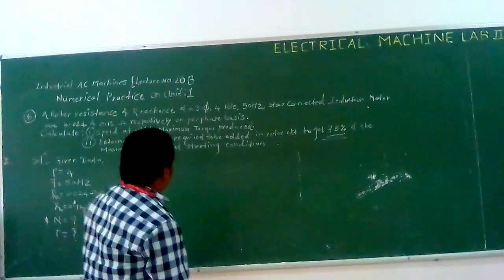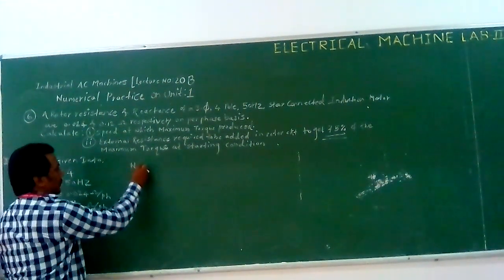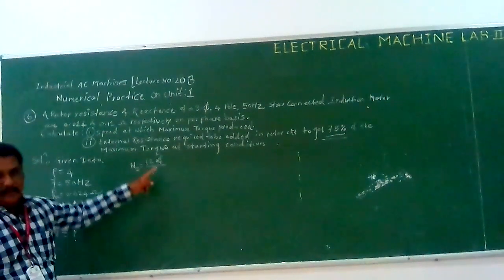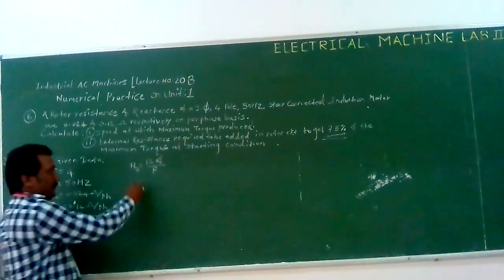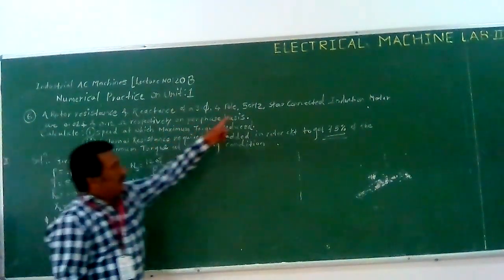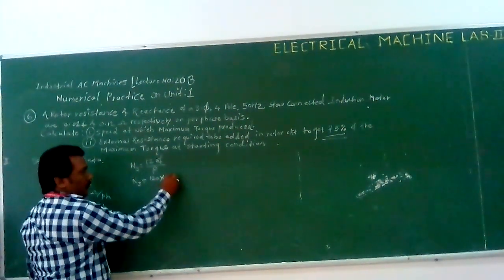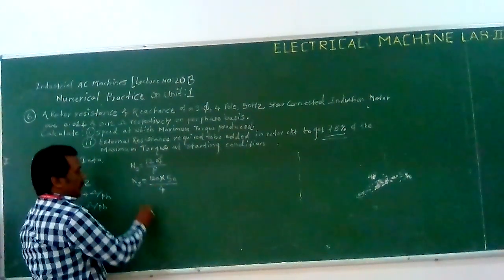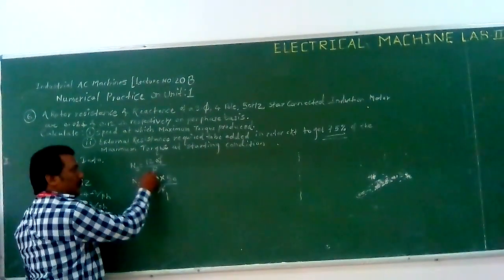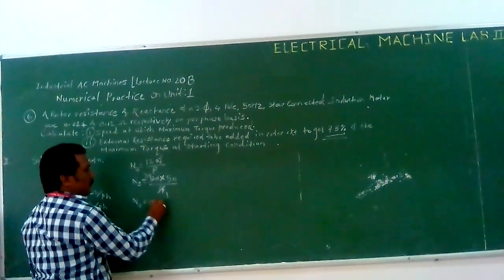Here we are starting again. First of all, calculate the synchronous speed Ns is equal to 120 f upon p. Here f is the supply frequency, p is the number of machine poles. The frequency is given already as 50 Hz and the number of machine poles is 4. So Ns is 120 into 50 divided by 4. Simplifying, 4 into 1, 30 into 4 is 120, 30 into 50, Ns is now 1500 rpm.